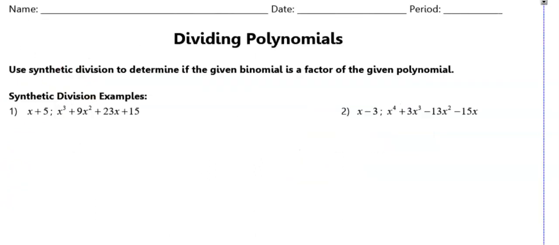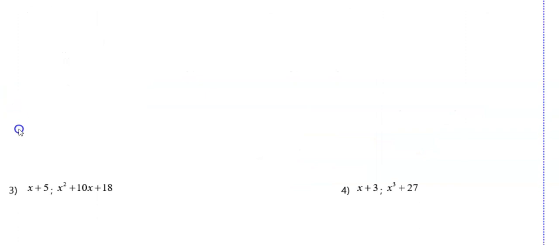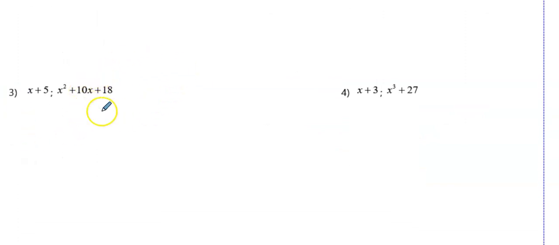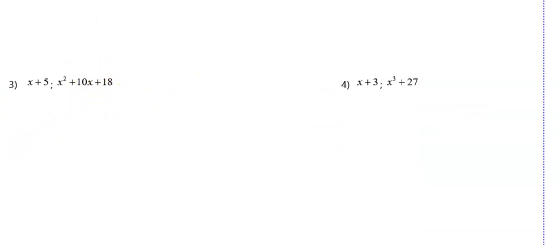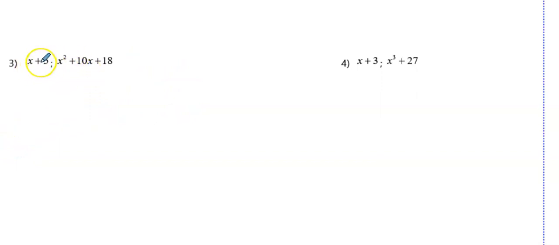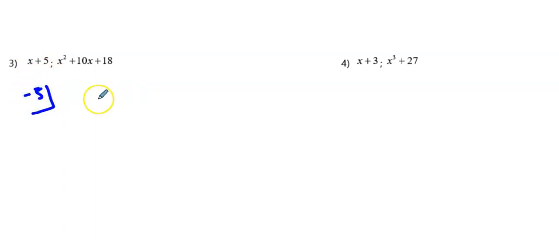So if we go back, there are 2 other examples that we want to look at. Here we have x plus 5 again. So negative 5 is going to be our root that we want to confirm. And we have 1, 10, and 18.